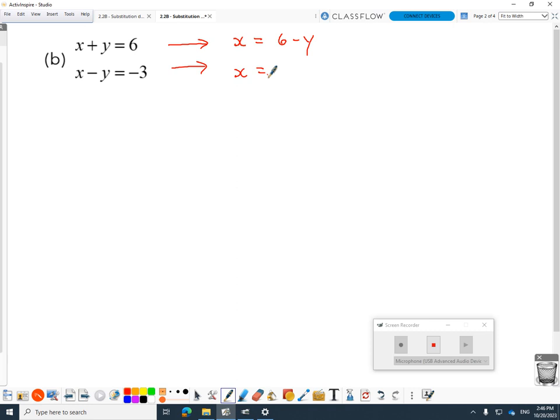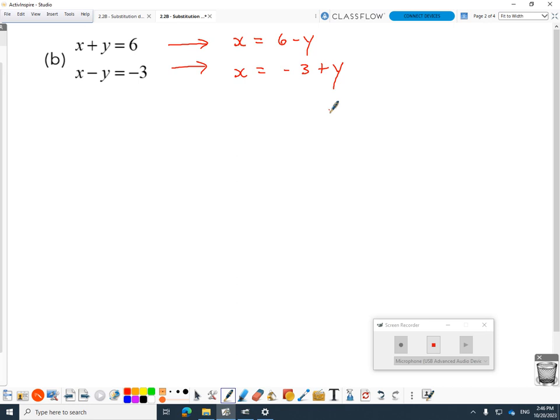Then the y. But it's subtract y, so when it moves over, what happens to it? Positive y. And you can write it anywhere you want, but I decided to write it over there. You could have written y minus 3. That wouldn't be wrong. Now it's just like the last question. So let's go through those steps again.